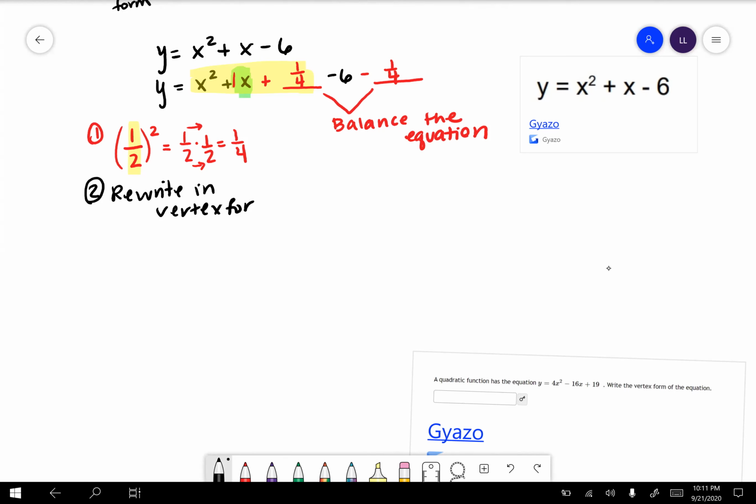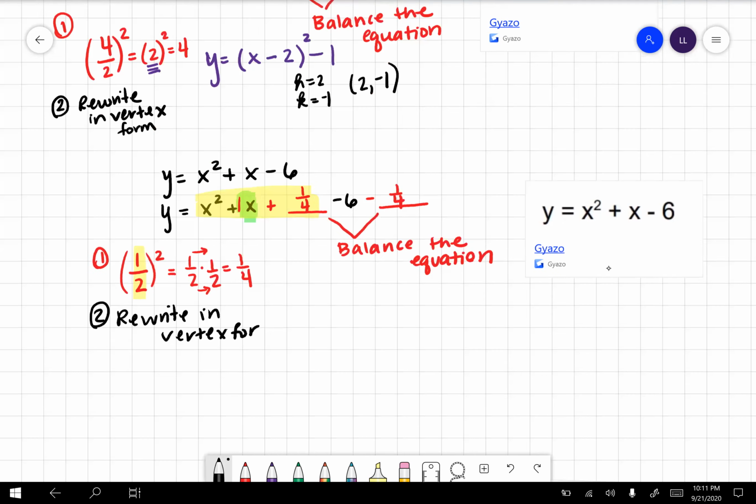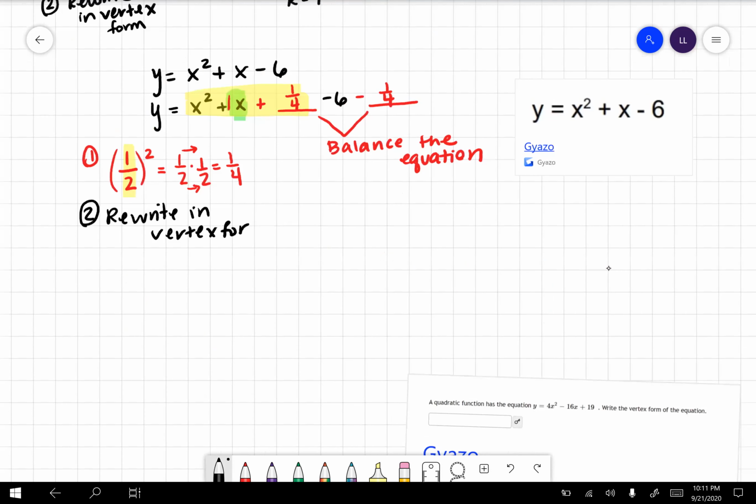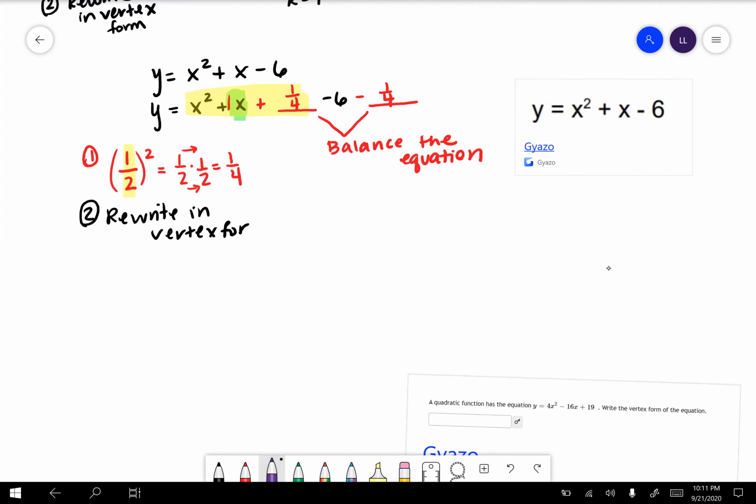Before it did simplify to, I think, a 2. So now it's just 1/2. So how do we write it? Y equals, let's write it in purple like we did before. So Y equals X, and then because this is a positive, I'm going to follow that sign, plus 1/2 squared. Okay. That's what gives me my first 3 terms.